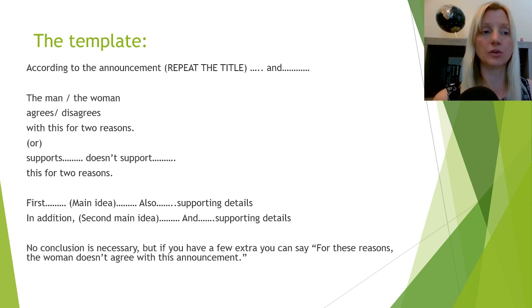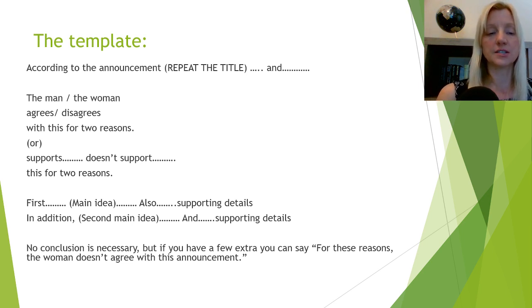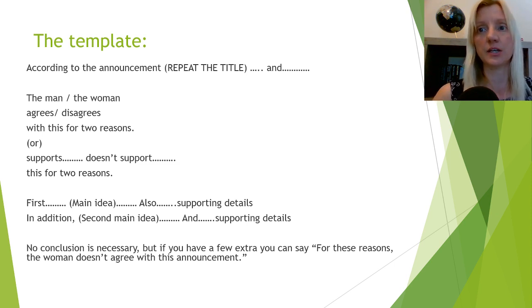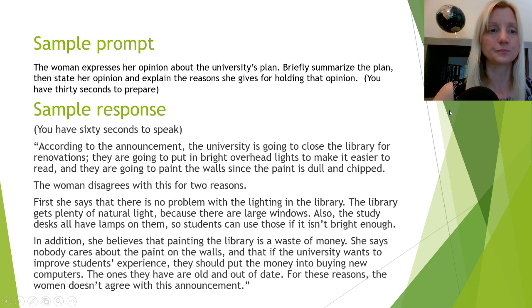And you can say the man or the woman agrees or disagrees with this for 2 reasons, or you can say supports or doesn't support this for 2 reasons. First, the main idea, then supporting details. In addition, the second main idea and supporting details. No conclusion is necessary here, but if you have an extra few seconds, you can say something like, for these reasons, the woman doesn't agree with the announcement, but it's not necessary and it won't really affect your score. It's just if you have a little extra time.